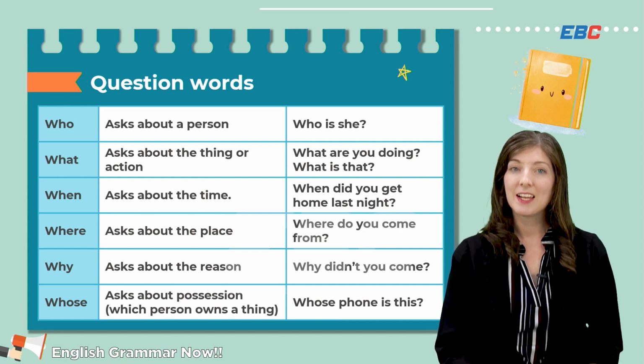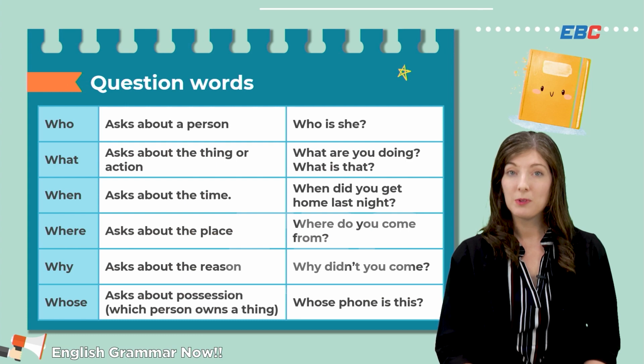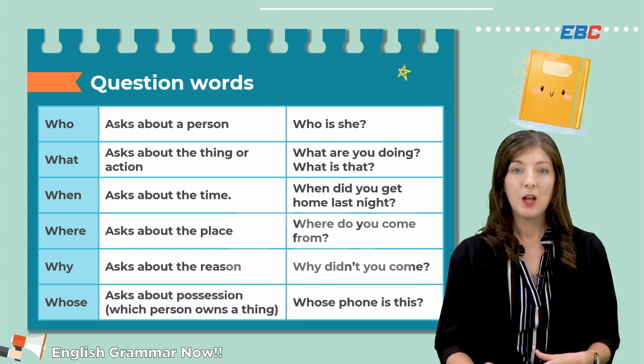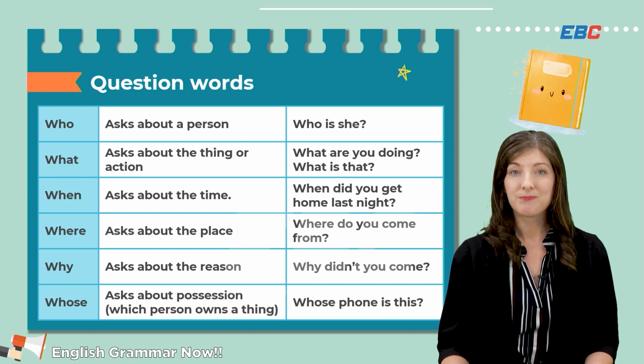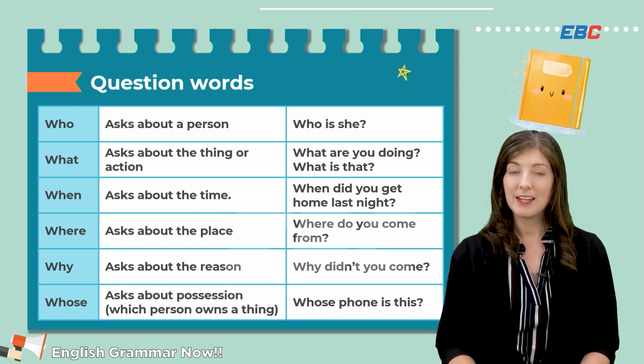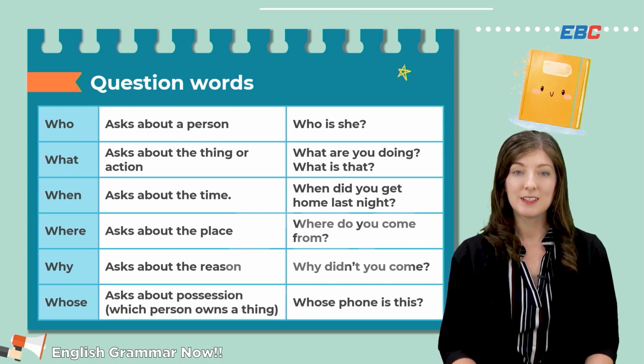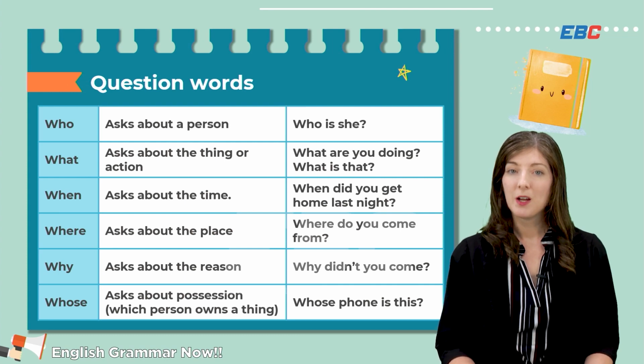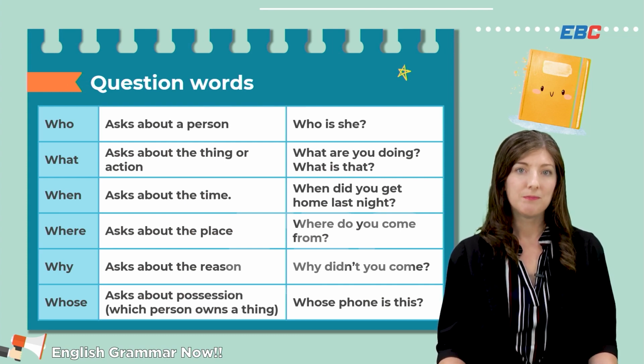When is asking about the time of something. When did you get home last night? Where is asking about the place of something. For example, where do you come from? Why is asking about the reason. For example, why didn't you come?